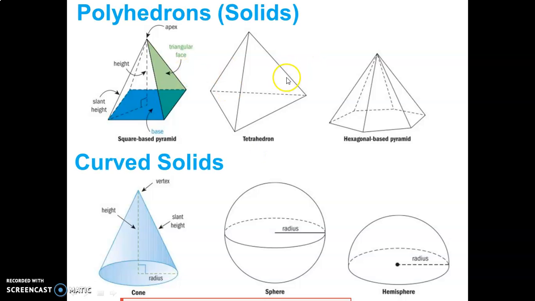Okay, so these are solids, polyhedrons. These are all curved solids here. We have a sphere, a hemisphere. Notice this one's called a tetrahedron. It's also a triangular pyramid. Tetra because it has 4 faces.